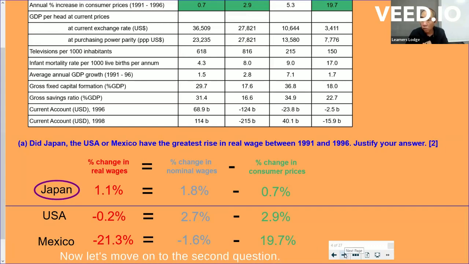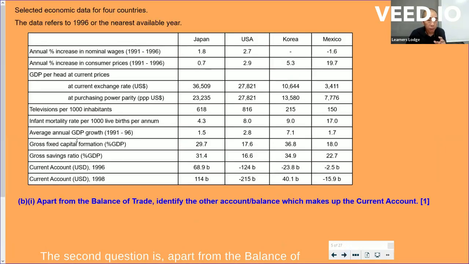Now let's move on to the second question. The second question is, apart from the balance of trade or BOT, identify the other account or the other balance which makes up the current account. So the question is asking for identify. It's a very, very low order question, just testing your content knowledge as to whether you know what the components of the current account or CA are.